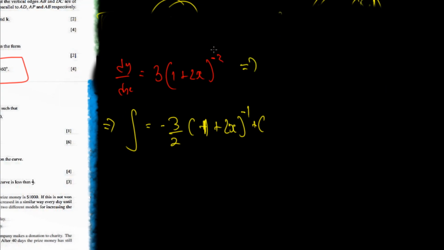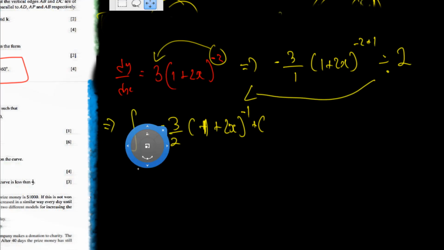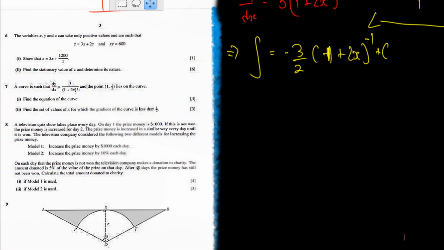So integration, right? So chain integration over here. So integration of the outside divided by the derivative of the inside. Integration of the outside is going to be plus 1, is going to be 3 divided by minus 1 plus 2x plus 1 minus 2 plus 1, divided by the derivative of the inside. Derivative of the inside is going to be 2. So that should give us exactly this if we simplify. Yes, so my algebra was correct. Okay, so that's our derivative right then.